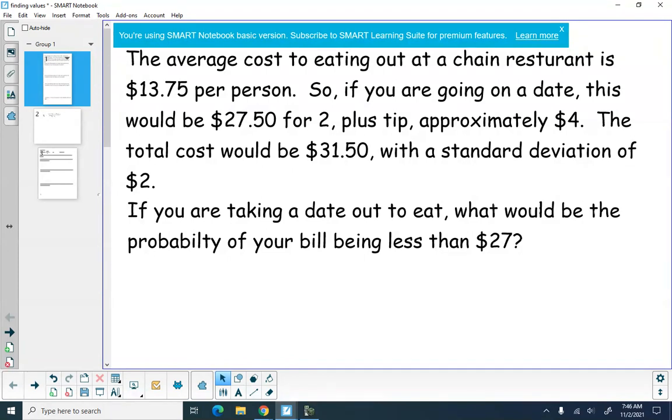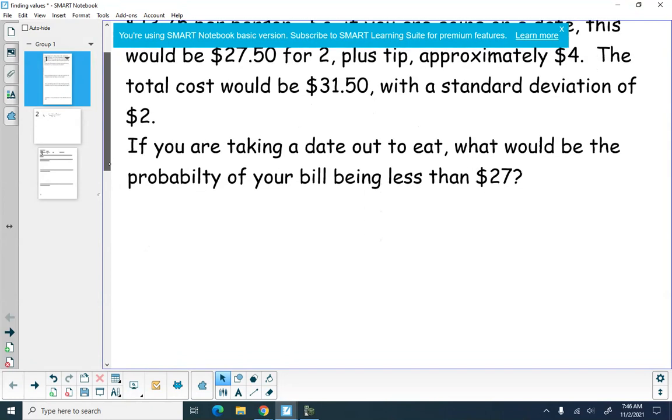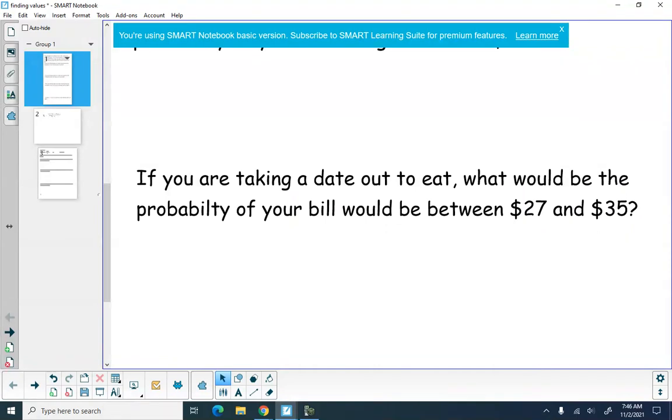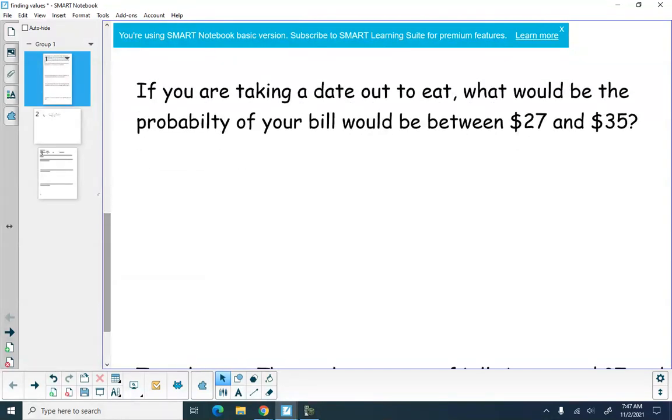Okay, let's take a look at this one. If you're taking a date out to eat, what is the probability that the bill will be between $27 and $35? Well, what we're going to have to do is calculate a Z value for your $27, and we're going to have to calculate a Z value for the $35.